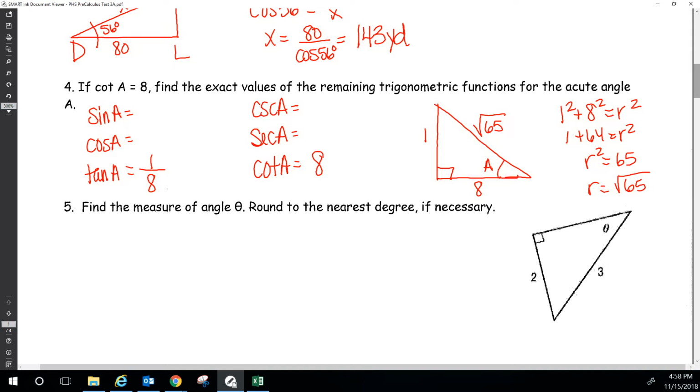So sine A is opposite. Here's A. So opposite over, sorry, not adjacent, opposite over hypotenuse. 1 over the square root of 65. Rationalizing that, you get the square root of 65 over 65. To find the reciprocal of this guy, just flip them. This would be the square root of 65 over 1, or just the square root of 65. Cosine A, now we've got adjacent over hypotenuse, 8 over square root of 65. Rationalizing that denominator, you get 8 square root of 65 over 65. Flipping this guy, you get the square root of 65 over 8.